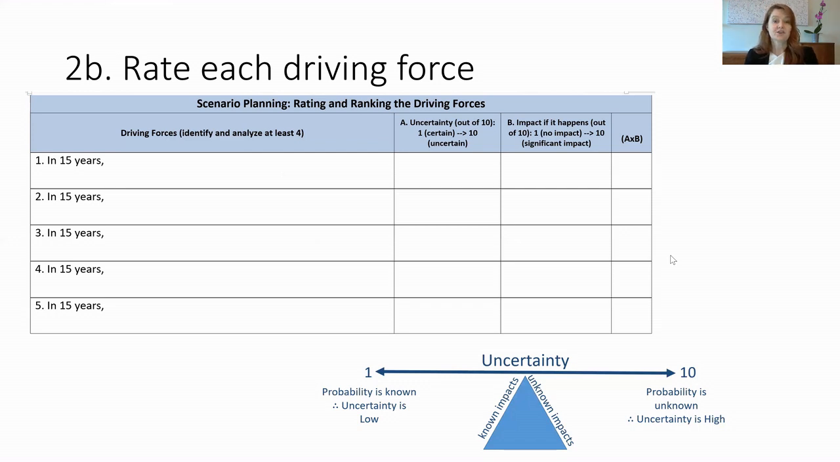Once you've done the uncertainty ratings, you need to move on to the impact ratings. This is a bit more straightforward. It's also out of 10, the same scale. But what you're doing now is assuming that it is impacting the organisation. You need to think, okay, if it did impact the organisation, how big would that impact be? You need to just put in ratings that you can explain and defend.